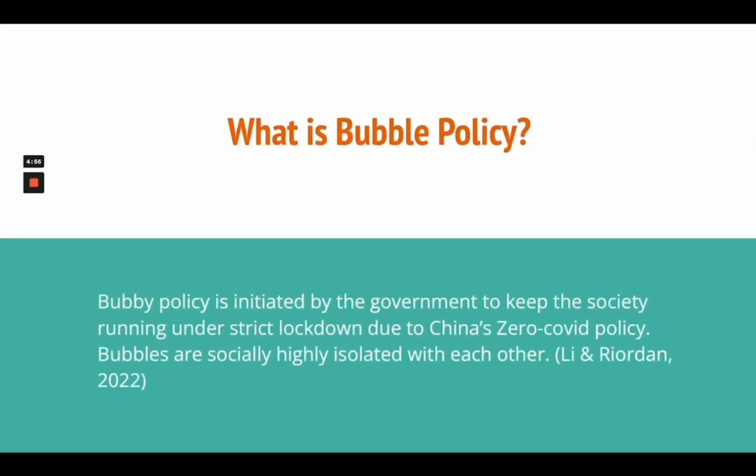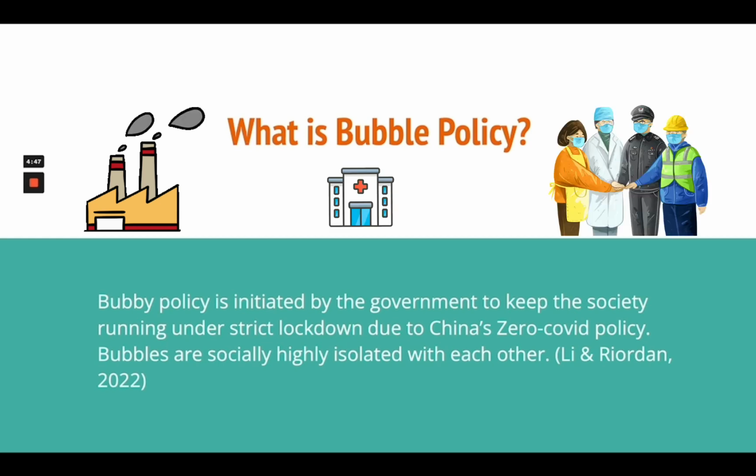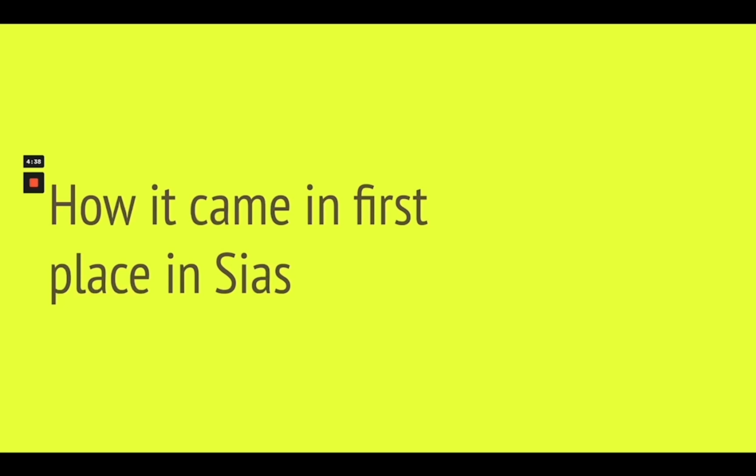Due to China's zero-COVID policy, bubble policies were initiated by the government for functional departments like specific factories, hospitals, local communities, and others that keep society working. So how did it come about in the first place in Sias?